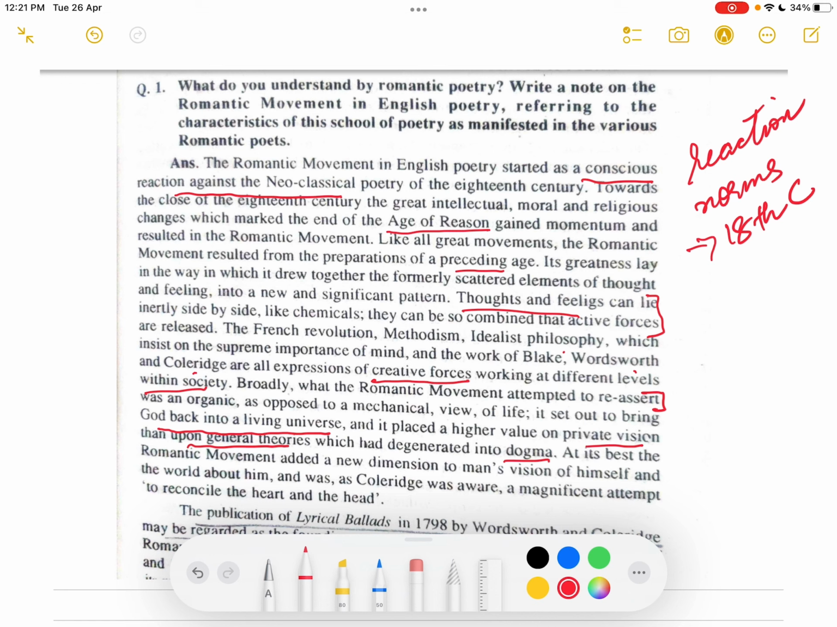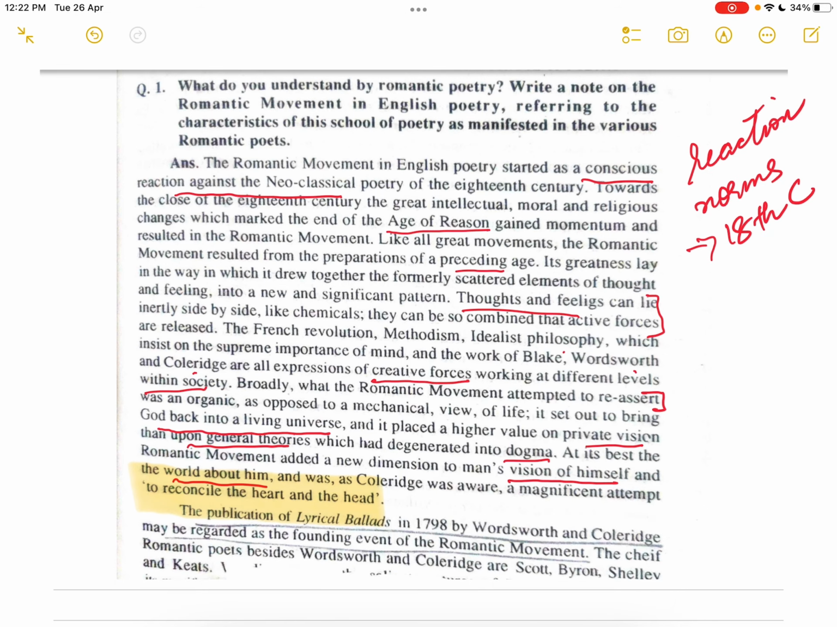At its best, the Romantic movement added a new dimension to man's vision of life and the world about him, and was, as Coleridge was aware, a magnificent attempt to reconcile, please remember this, the heart and the head. Very significant, the heart and the head. When you are giving weightage to your heart and to what your head is also saying, emotions are playing an equal role over here, and even your head for that matter, your brain.